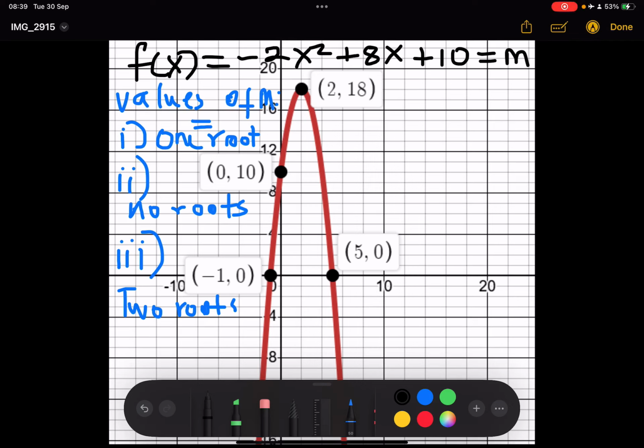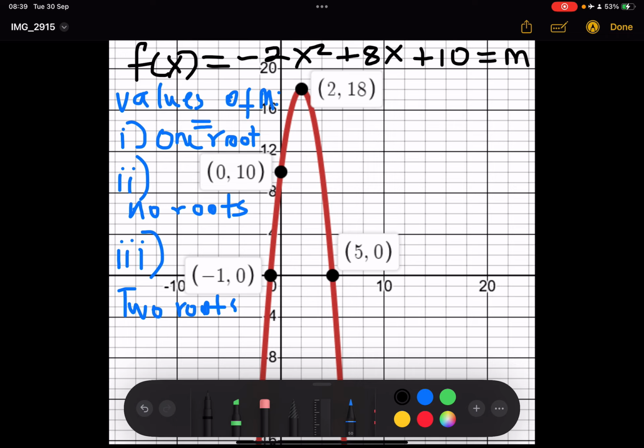In this video, we are given f of x equals negative 2x squared plus 8x plus 10 equals m. And we are asked to find the values of m where this function will have one root. For one root, sometimes they'll say equal roots. One root and equal roots is the same thing.